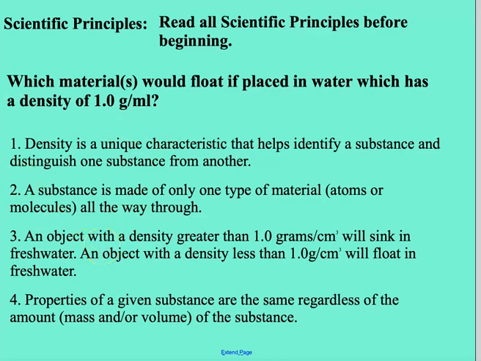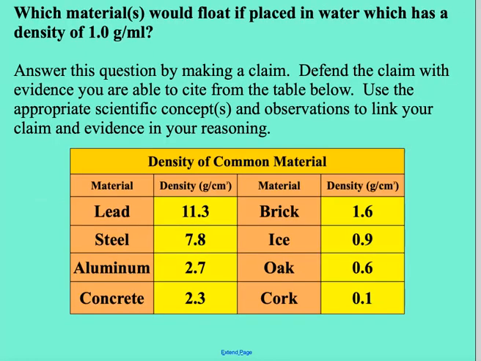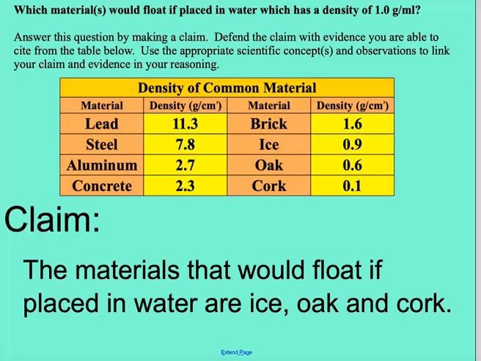So when we back up to the CER and we're going to write a claim, we already know anything less than 1. So it's going to be ice, oak, and cork. So right here is a good example of a claim. The material that would float if placed in water are ice, oak, and cork. Now notice the question, which materials would float, and how I started out the claim. The materials that would float.